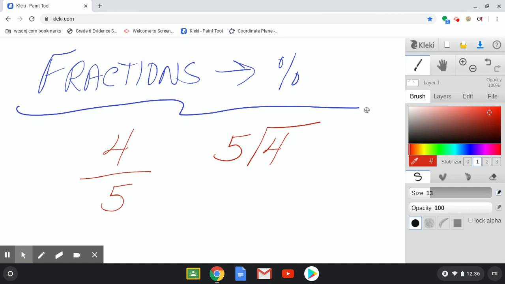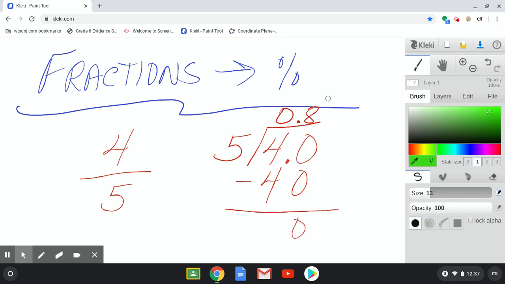So 5 goes into 4 0 times. Now I'm going to add a decimal, add a 0, bring up my decimal. Okay, remember those steps. If you do not bring your decimal right up into your quotient, you're going to forget it. So now I'm looking at 5 goes into 40. 5 goes into 40 8 times at exactly 40. So I converted my fraction into a decimal, right? So 4/5 is equal to 0.8.